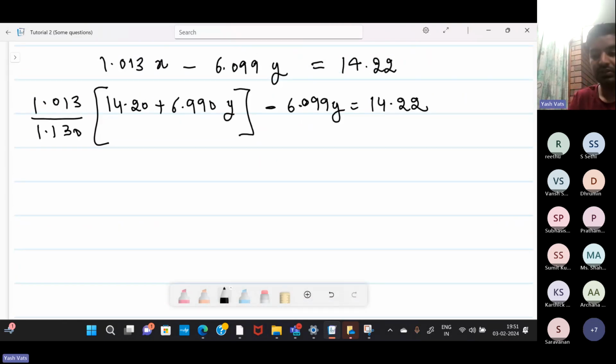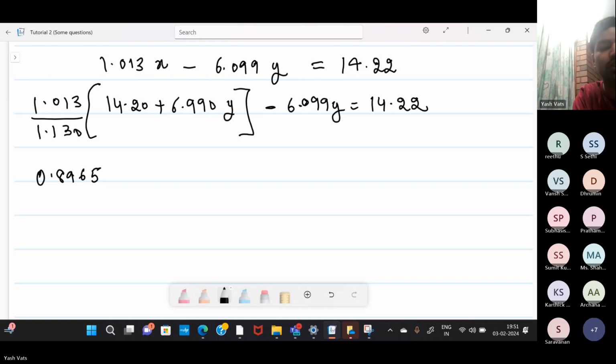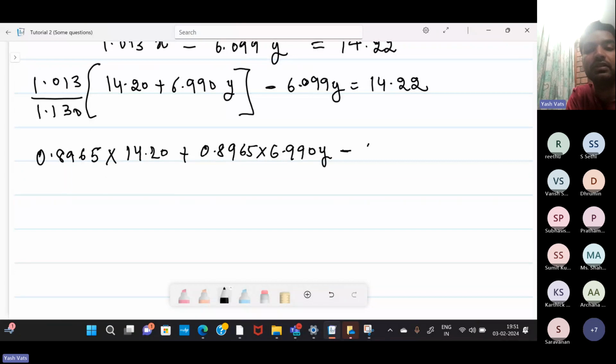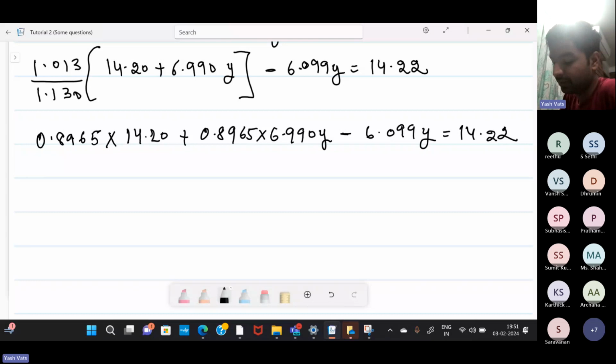So the exact value will be 0.89646. So if it is 46, I take 5 after rounding, into 14.20 plus again this same thing, 0.8965 into 6.990y minus 6.099y is equal to 14.22. So you just multiply again this way, keeping 4-digit rounding.